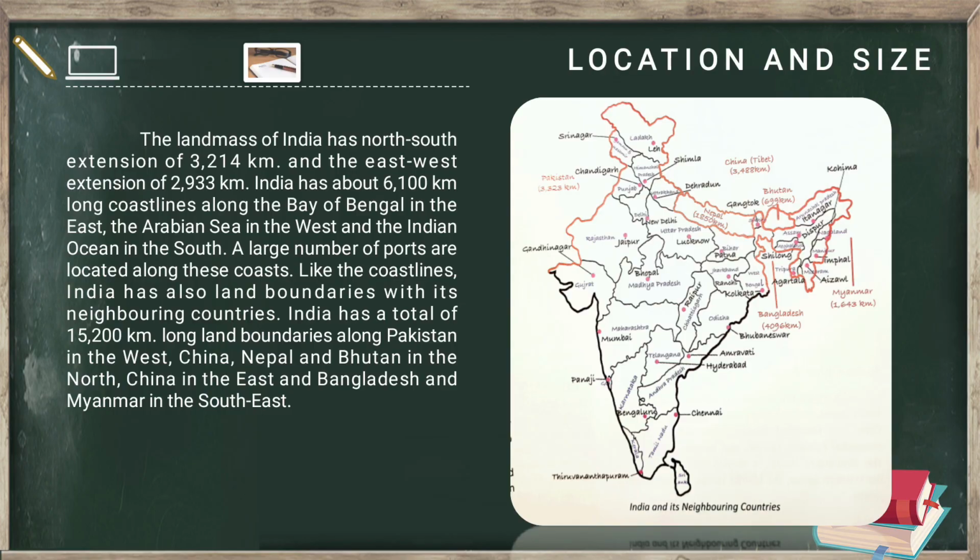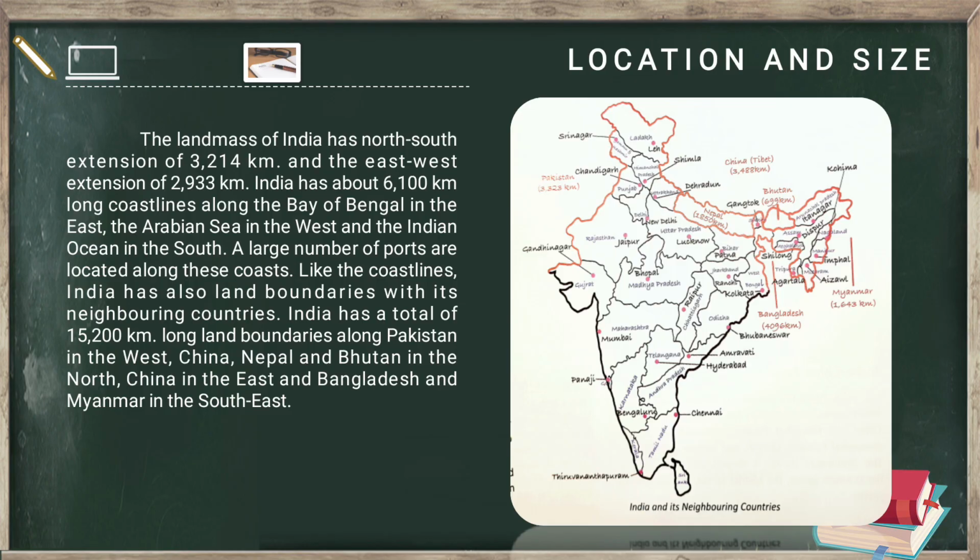Now, again, a large number of ports are located along this coast. So you can see this Chennai, right? Lots of ports are there. Thiruvananthapuram, Panaji, Mumbai also have ports. Then in Andhra Pradesh we have Visakhapatnam, Vizag we used to say. All these are the ports names. We have a lot of ports.